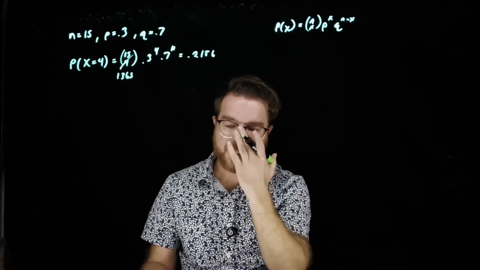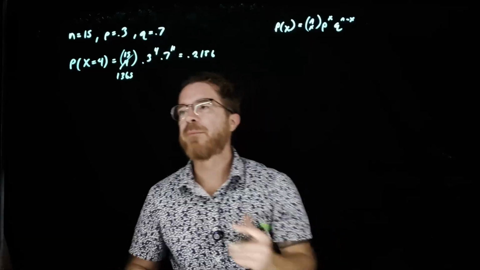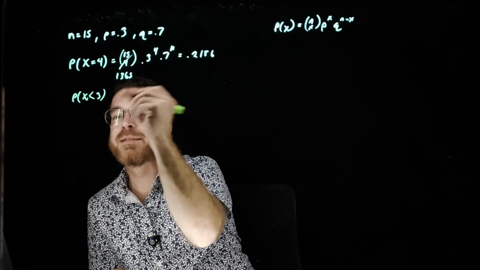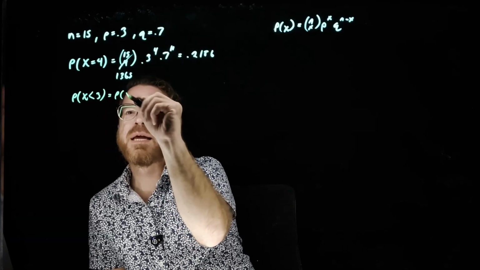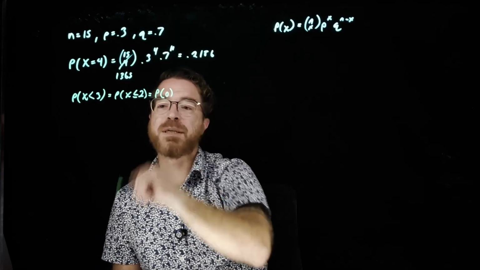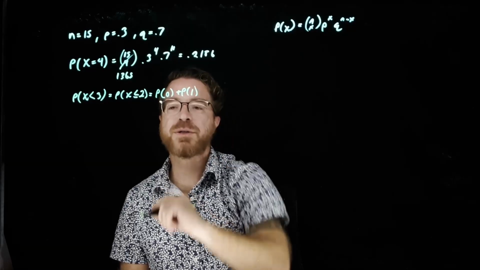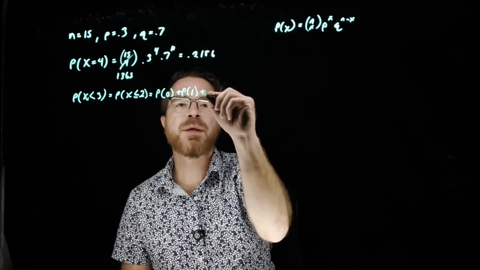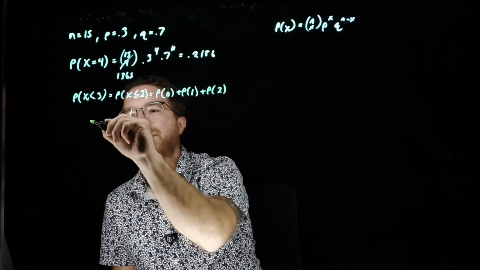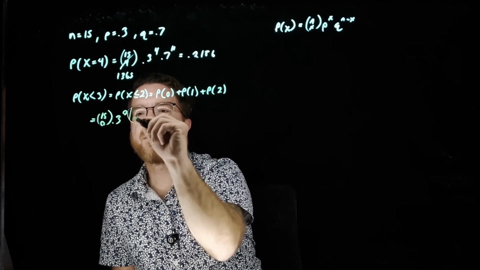Part B asks us to find the probability that fewer than 3 people own a tablet computer. So just like before, probability x is less than 3 is the same thing as saying probability x is less than or equal to 2, which is equal to the probability of 0 people owning a tablet from our sample, plus the probability of 1 person owning a tablet from our sample, plus the probability of 2 people owning a tablet from our sample.